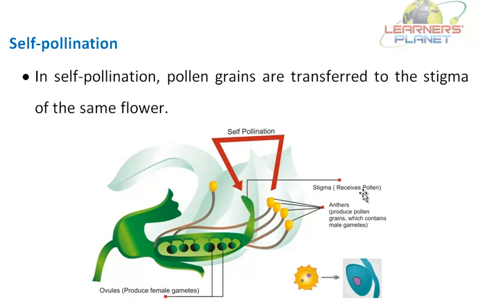Here this is the stigma, which receives the pollen from the anthers, because anthers produce pollen grains which contain male gametes, and as we know, pollination occurs when both the sexes are there, right? So male gametes and female gametes are present in the same flower. When self-pollination occurs, when pollen is transferred to the stigma of the same flower, the ovules play a very important role in producing the female gametes, right? So these male gametes and female gametes are both helpful in making this pollination occur very easily. In this way pollination occurs in a flower.